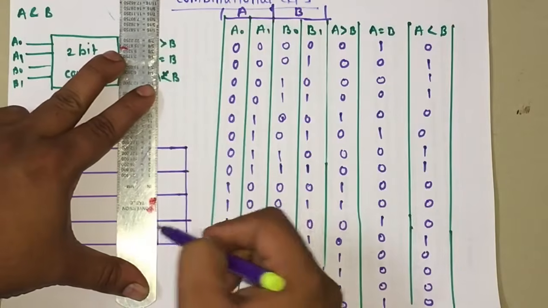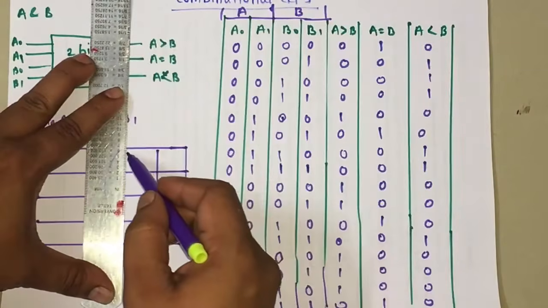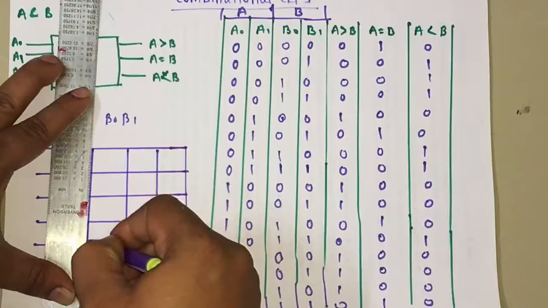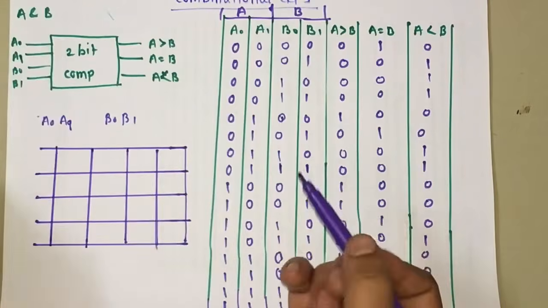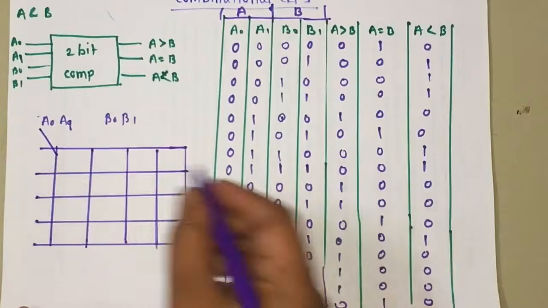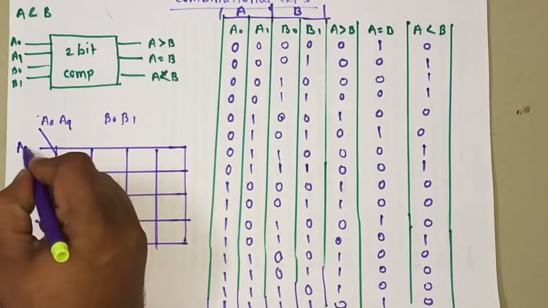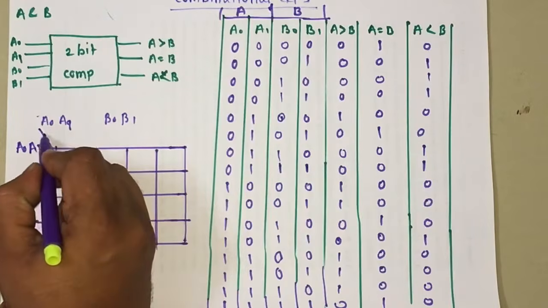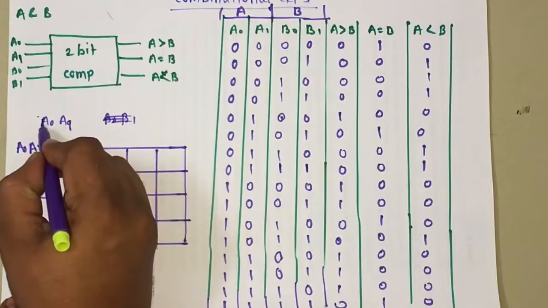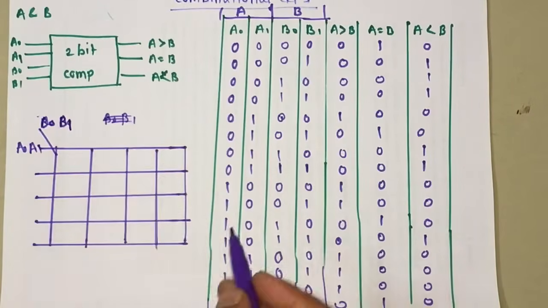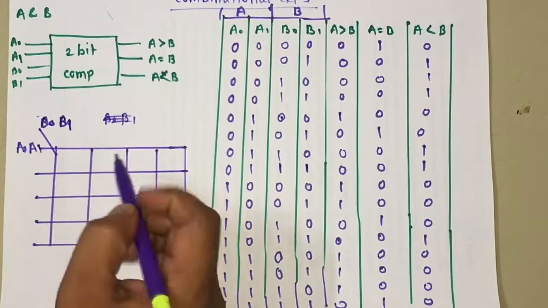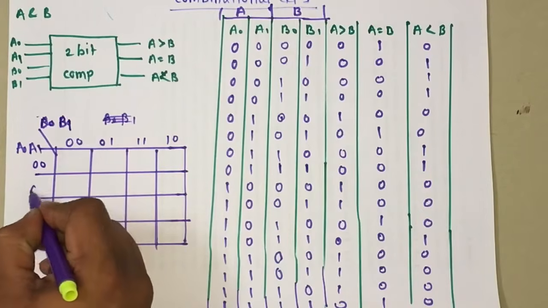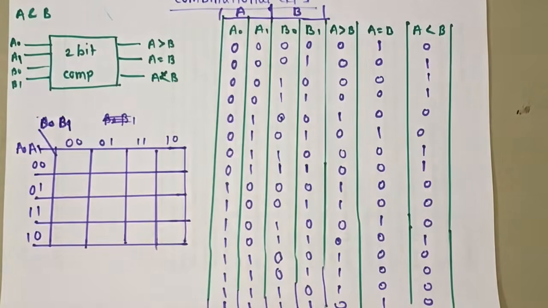Okay, 1, 2, 3 and 4. I will take here the inputs A0, A1 and on this side B0, B1. A0, A1, B0, B1. Values are 0 0 0 1 1 1 1 0 0 0 0 1 1 1 1 0.